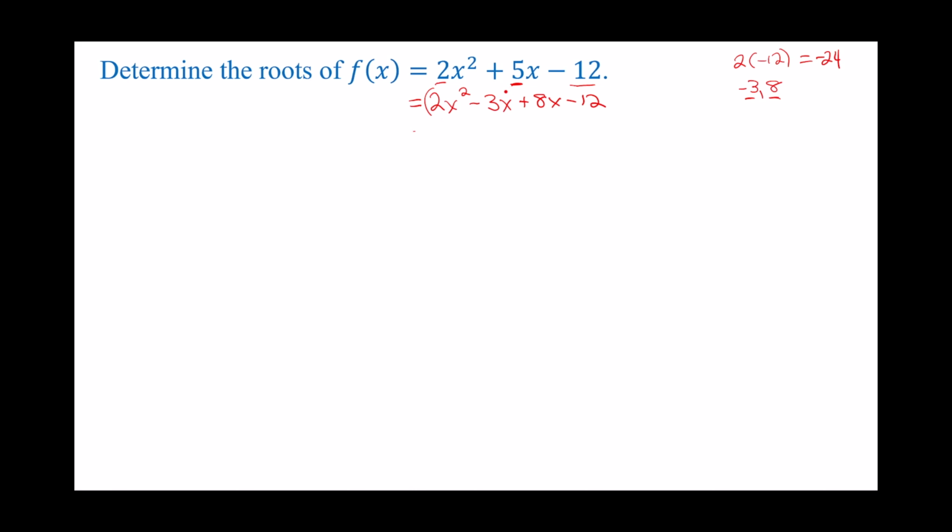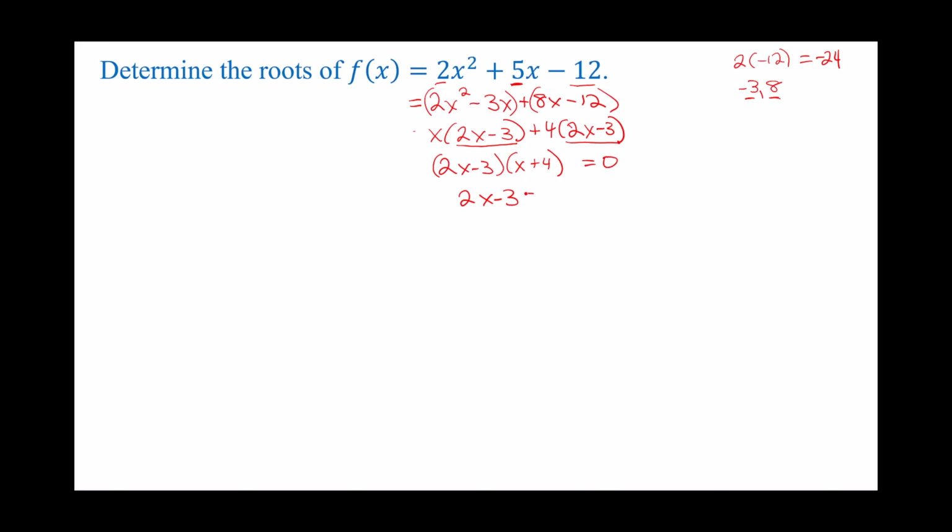And then I'm going to factor by grouping. The first grouping, I can factor out an x, and I'm left with a 2x minus 3. In the second grouping, I can factor out a 4, and I'm left with 2x minus 3. Notice now that both terms have a 2x minus 3, and I'm left with an x and a plus 4. So I have factored my function, and now I can set that equal to 0 and solve for x.